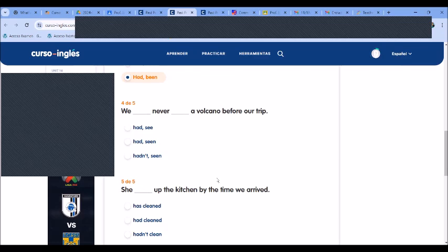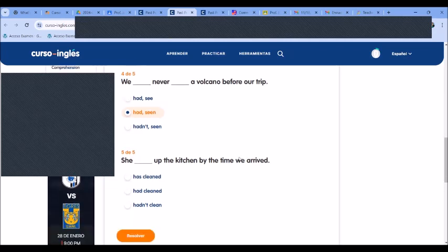We have never seen a volcano before. Good. Now, why didn't I use a negative form? Because never is already negative. Good job, Allison. All right, let's go with you, Dana. Number 5.